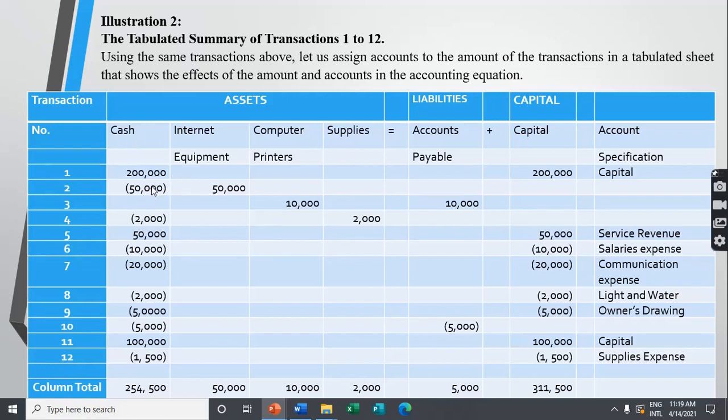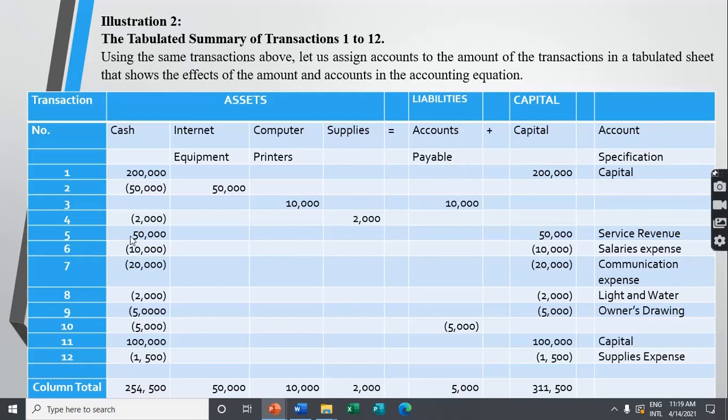Okay? So, dito naman, sa transaction number 2, bumili ka ng equipment, pero kinash mo siya. Nagbayad ka ng cash. So, meaning, mababawasan yung cash mo, yung 50,000, and then, madadagdagan ng 50,000. So, yun yung transaction. Okay, dito sa number 3, bumili ka ng computer printers, pero inutang mo siya. Kaya, nadagdagan yung accounts payable mo under liabilities, which is 10,000.